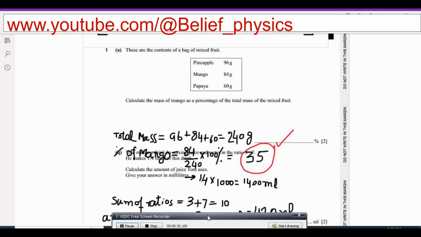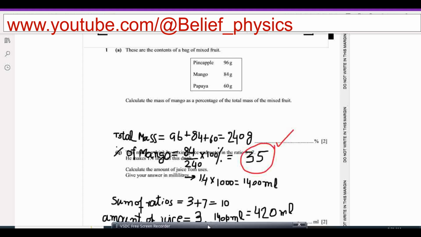Question number 1 is: these are the contents of a bag of mixed fruit. We have pineapple as 96 grams, mango 84 grams, and papaya as 60 grams. The question is to calculate the mass of mango as a percentage of the total mass of the mixed fruit.